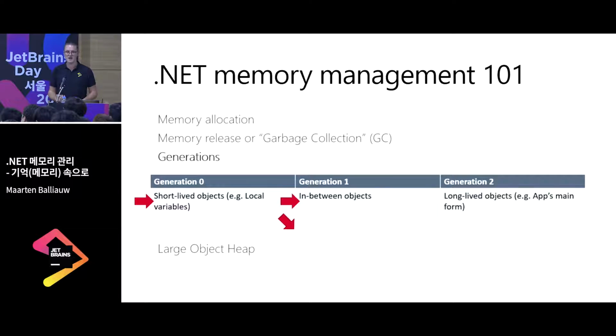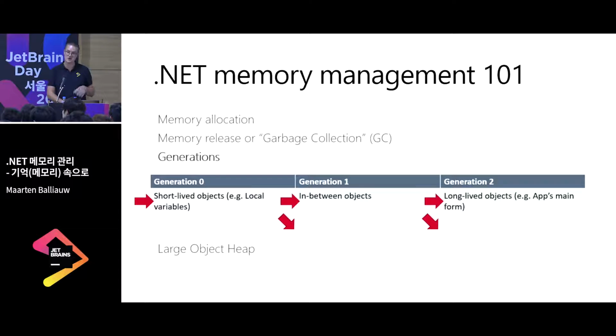Same thing happens in generation 1. The garbage collector will run a bit less often on generation 1. And when it runs, it will also scan the objects that are in there. If the object is still in use, it will be promoted to generation 2. If the object is no longer in use, it will be removed from memory.